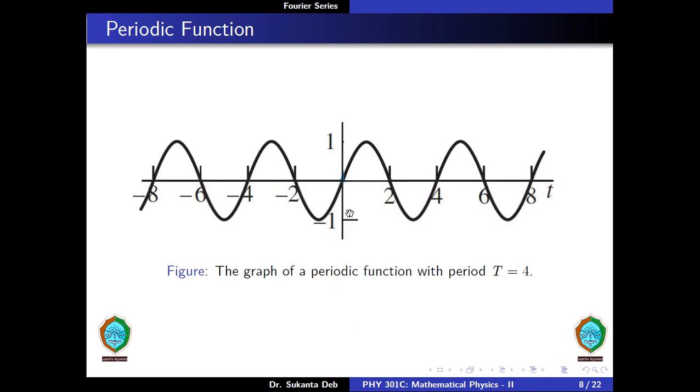Now, this figure shows the graph of a periodic function with a period equal to 4. We can see that this is a complete piece of the wave, and this is repeated exactly in an identical fashion towards the right as well as towards the left. So, therefore, this function has a period equal to 4.